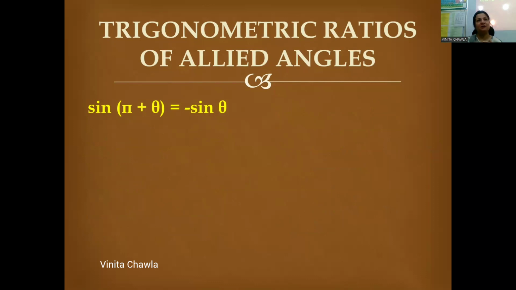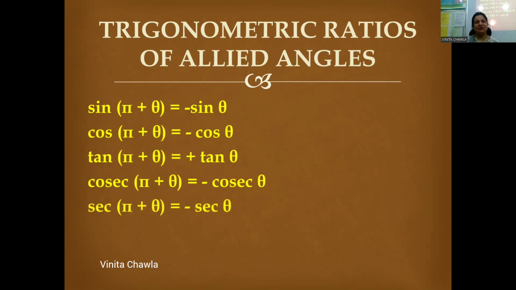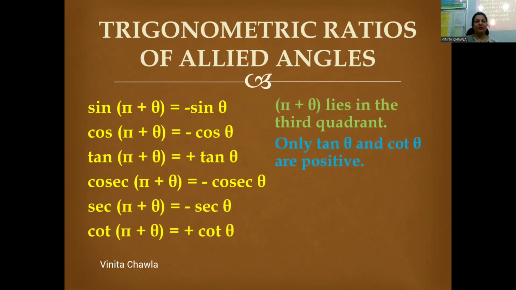If we have pi plus theta, then it will go to the third quadrant. And in the third quadrant, we have tan and cot positive and other trigonometric ratios are negative. So sine pi plus theta will change to minus sine theta. Cos pi plus theta becomes minus cos theta. Now you tell me tan pi plus theta. Cosec is minus cosec theta. Sec is minus sec theta. Cot is plus cot theta. Pi plus theta lies in the third quadrant. Only tan and cot are positive there. The other trigonometric ratios are negative.